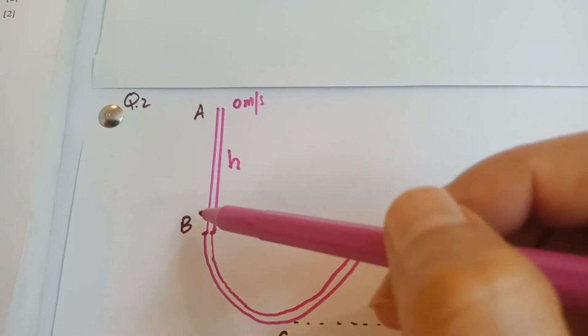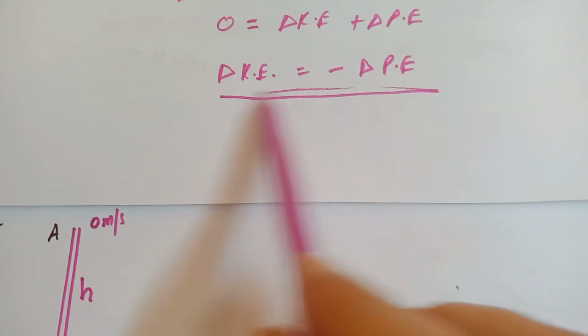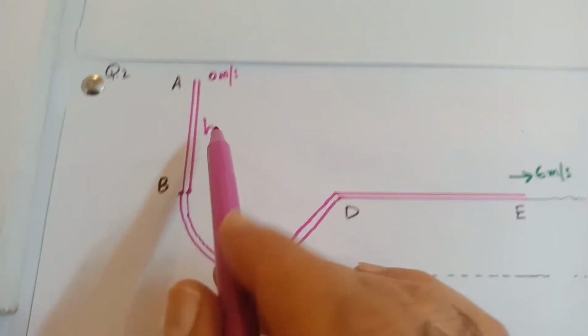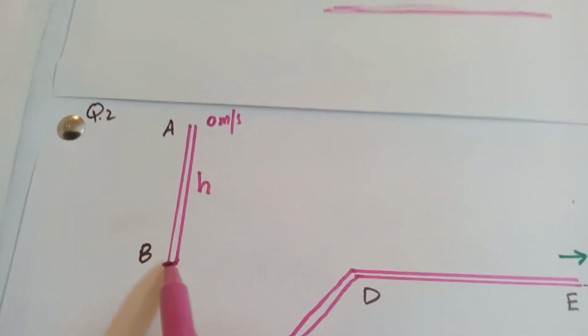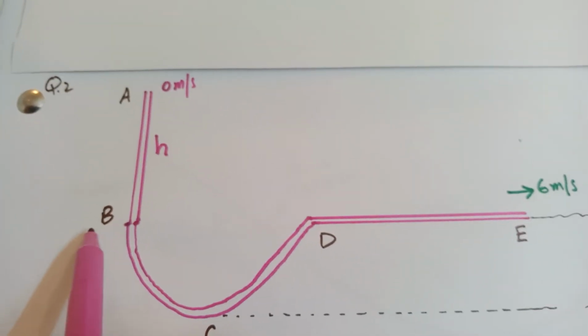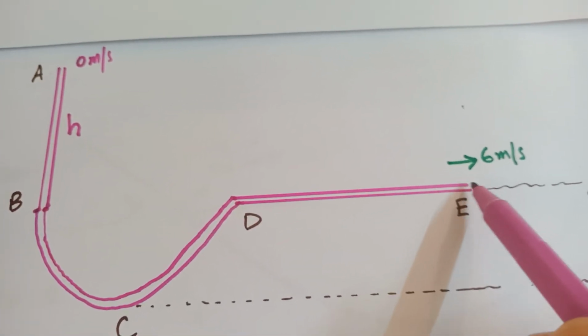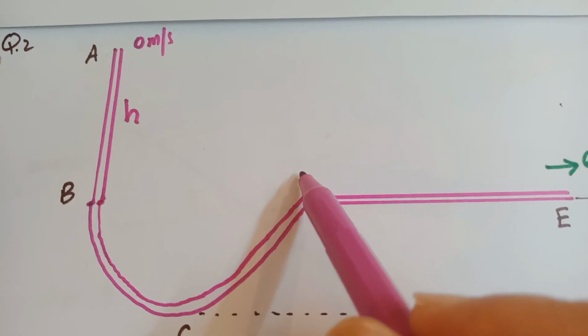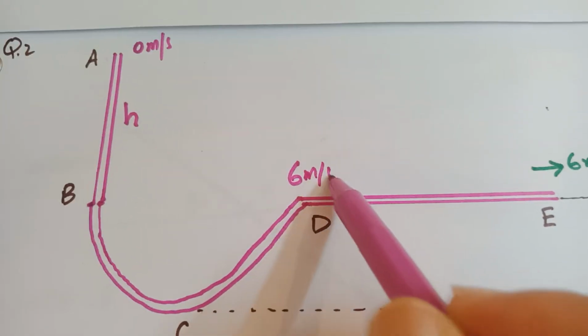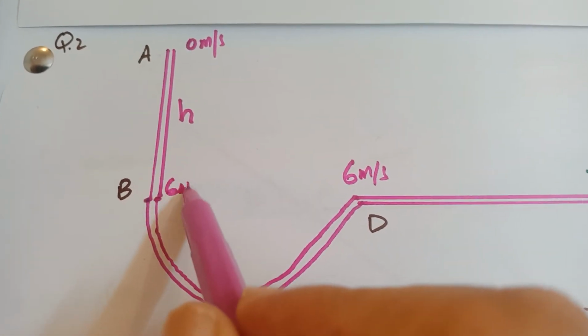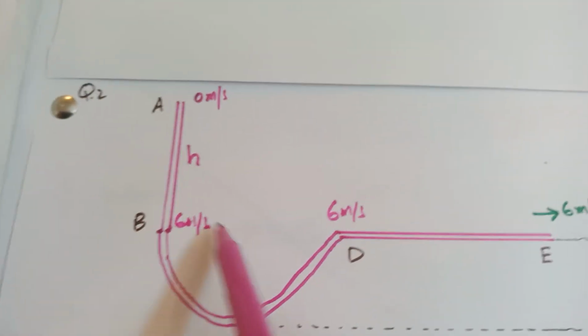Okay, so now using this relationship over here, we can find this height. Now, how do we know what the speed is over here? So please remember, you see that this is the level over here. So the speed at E is going to be 6. This is going to be 6 at this level, and this is going to be 6 at this level as well. So please, I'm just going to try to explain this to you.